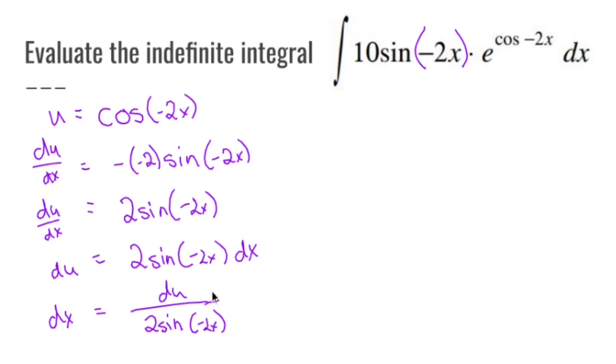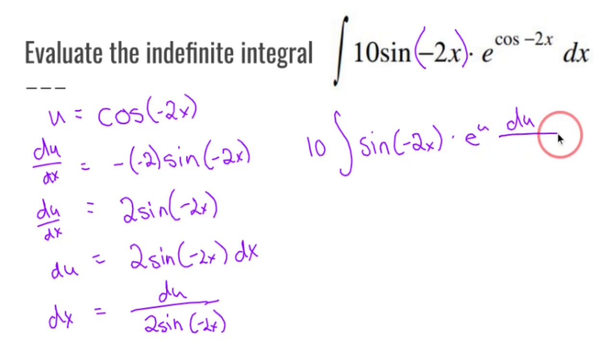So let's rewrite this knowing what I know. I have the integral. We could bring that 10 out. The integral of sine of negative 2x times e to the u. And instead of dx, I'm going to write du over 2 sine of negative 2x. The magical thing that happens here is the sine stuff disappears, which should happen. Anything that involves the x's should go away if you do this.